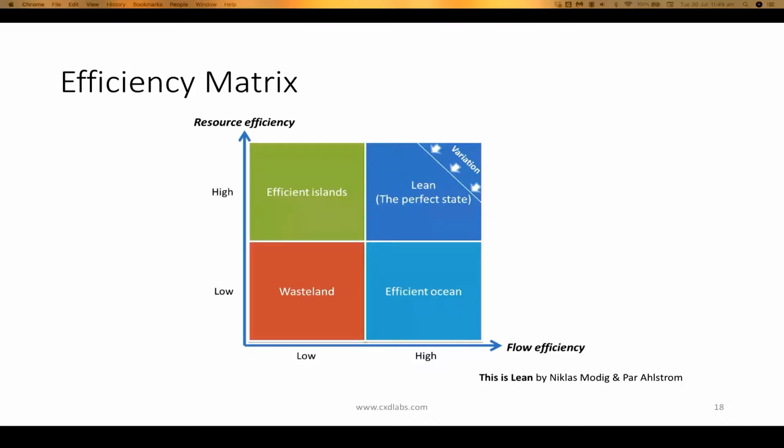You want to avoid wasteland, where you're neither efficient in flow or resource efficiency, and you want to try and push up towards getting into that lean, that perfect state. So what this helps my team with is you plot where you think you are on this diagram, and then you assess. My team thought they were at efficient islands, but after looking at all their superfluous work and all the secondary needs, they realized that they were more in the wasteland area. And then you draw them back to the business strategy.